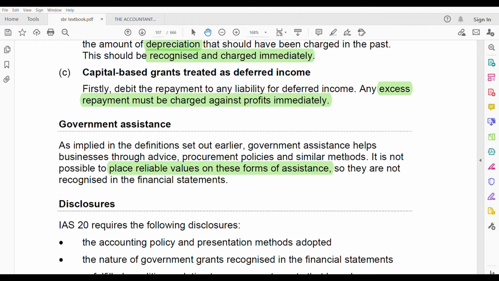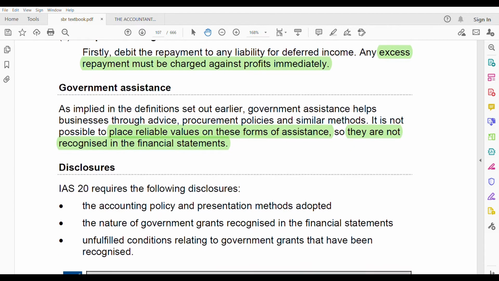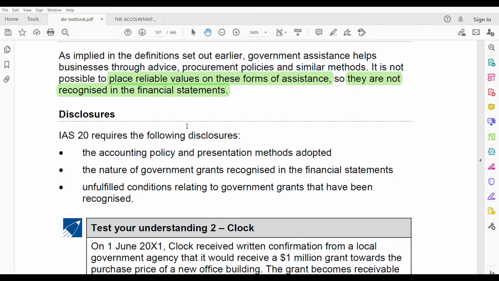You don't recognize it and you don't measure it either, so they are not recognized in the financial statements. So remember, only government grants are recognized, but not the assistance. Now the disclosures: what is your accounting policy and what are your presentation methods?